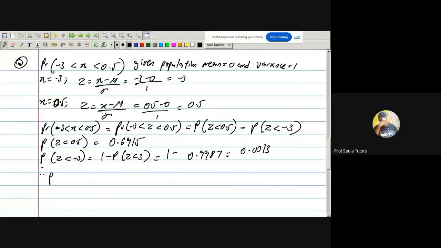So therefore, the probability that minus 3 is less than z less than 0.5 will be equal to what? You are going to subtract. When you subtract, what do you have? 0.6915 minus 0.0013. That will be 0.6902. Exactly.